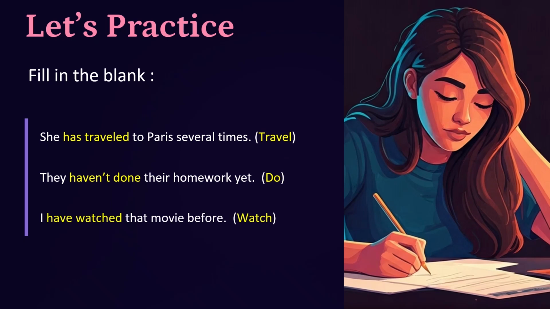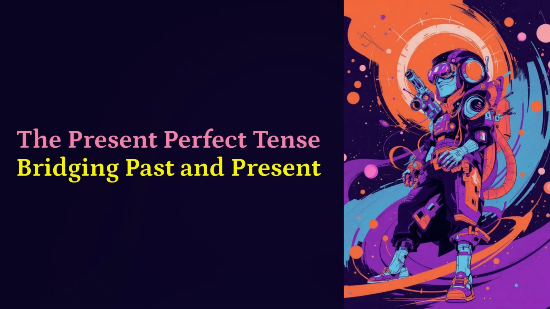Okay, it's piece of cake, and that's all about the present perfect tense. Now you can tell about your past experiences and show how they connect to the present. So, what have you done lately? Share it with your friends and keep practicing.